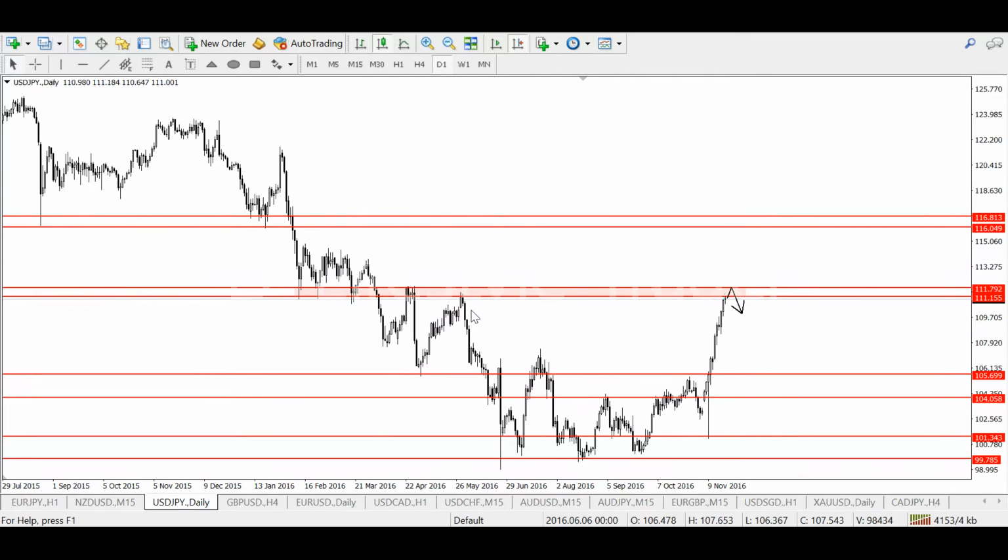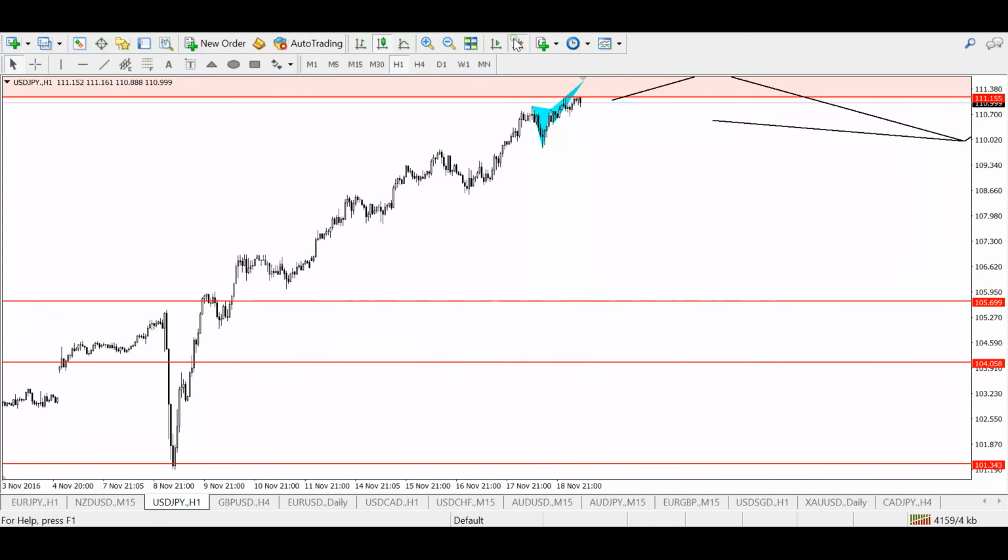All right, a pair that has been rallying since the US election, gaining so much that it finally has broken above the psychological level 110. Now it's 111, and into the major resistance zone.